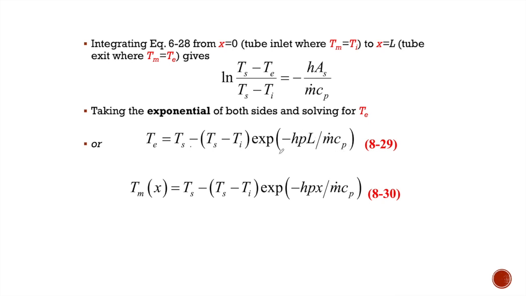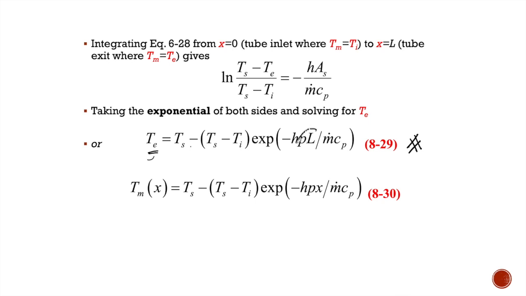I believe you have already seen this equation previously in external flow convection over tube banks, where we wanted to find Te. This is the equation we will use to determine the exit temperature for a constant surface temperature. Here h is the heat transfer coefficient, P is the wetted perimeter, L is length, m dot is mass flow rate, and Cp is specific heat capacity.